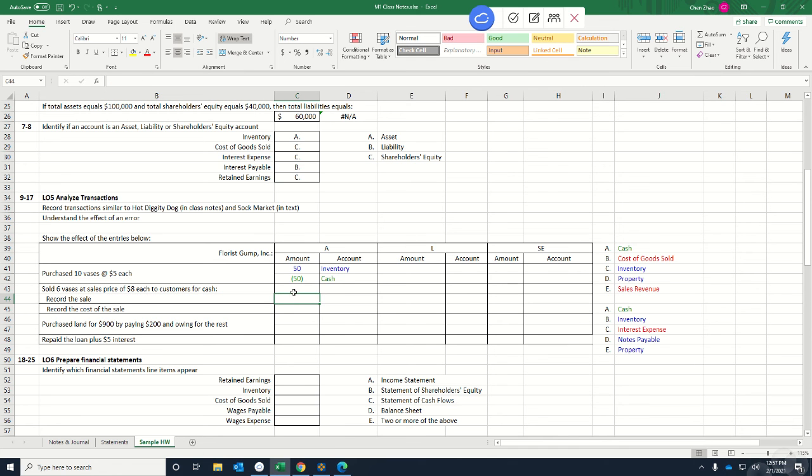If we sell the vases at $8 each to customers, what do we get? We get cash, right? So here, what is the impact on cash? Increase or decrease? By how much? Increase by $48, correct. And then what happened to the other account? What is the other account we need to record for this?